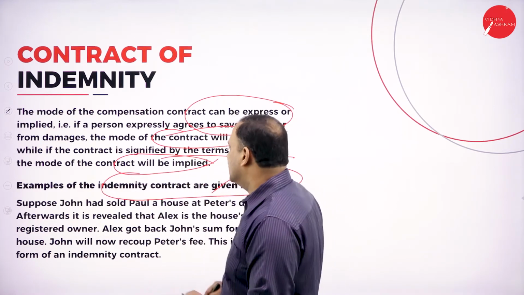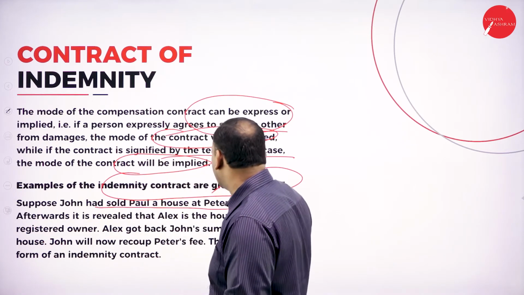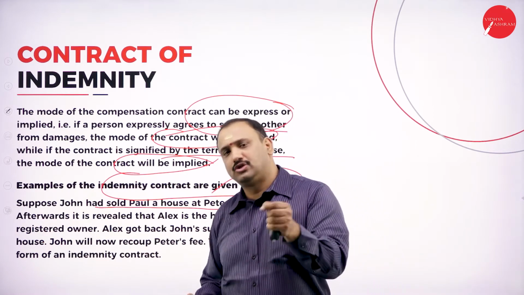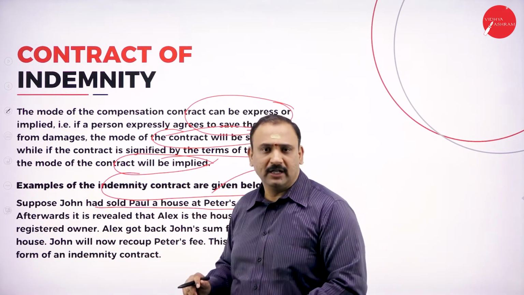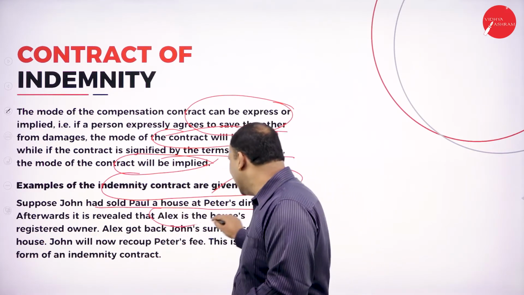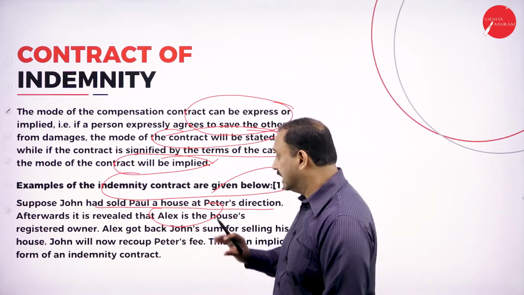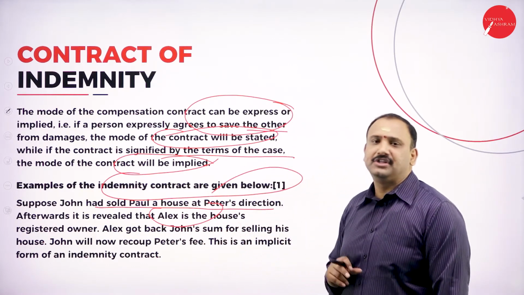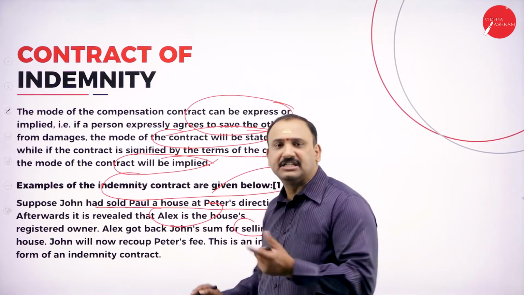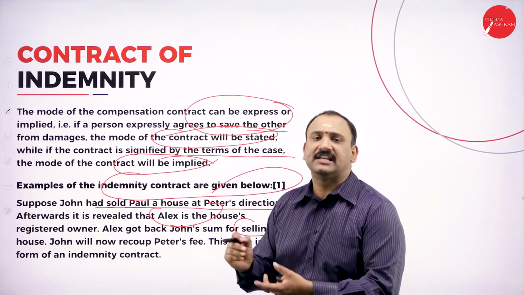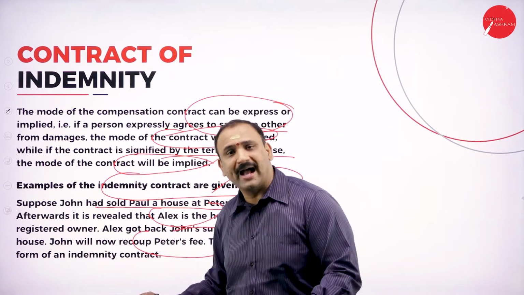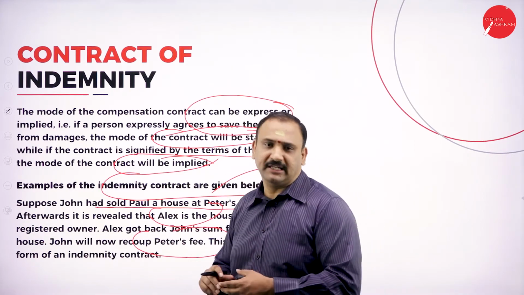Suppose John had sold Paul a house at Peter's direction. John is the person who sold the house to Paul on Peter's direction. Afterwards, it's revealed that Alex is the house's registered owner. It is not John, but Alex who was the owner of the house. Now, Alex got back to John for the sum for selling his house. Why? Because he has done it on his behalf. John will now recoup Peter's fees. John will go back and recoup the fees that have been given to Peter.